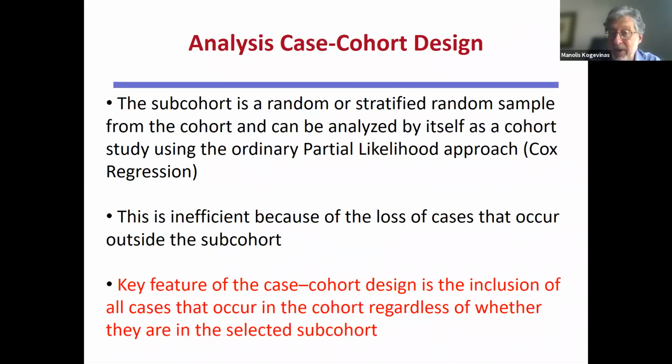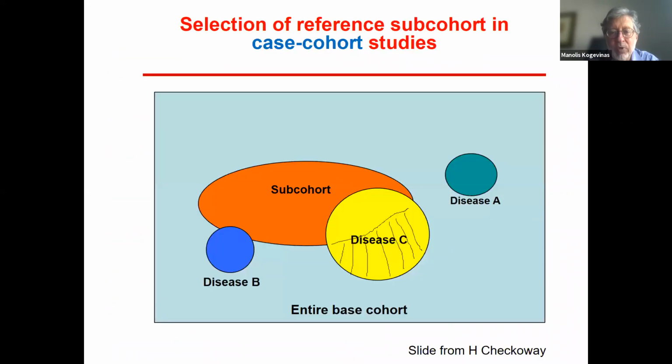The subcohort is a random or stratified random sample from the cohort. And if we were analyzing just the subcohort on its own, we would just do a Cox regression, some kind of partial likelihood approach. But we don't want to do that. We don't want to analyze only the subcohort. We want to enrich the analysis with the diseases from the whole cohort to have more power. We want to add these cases.